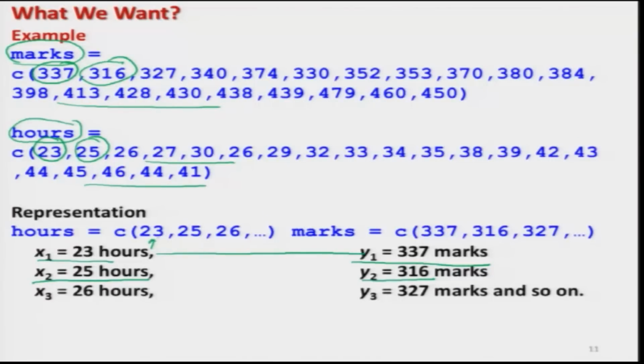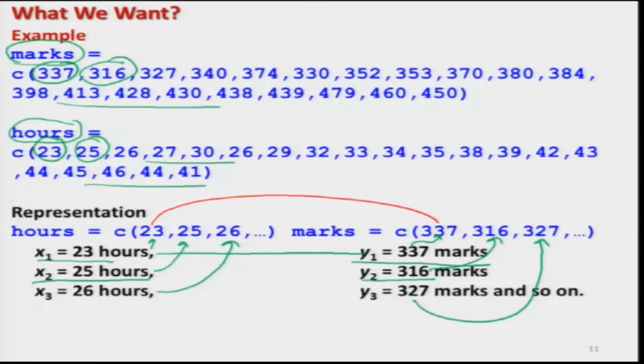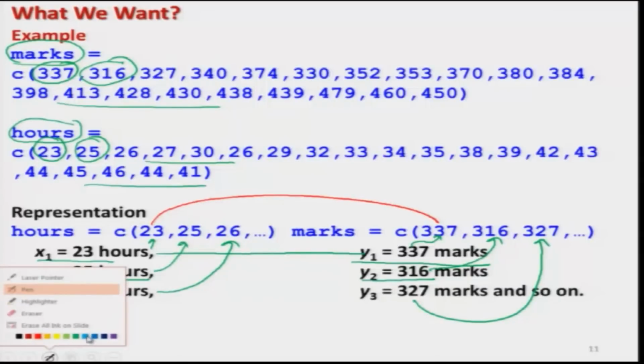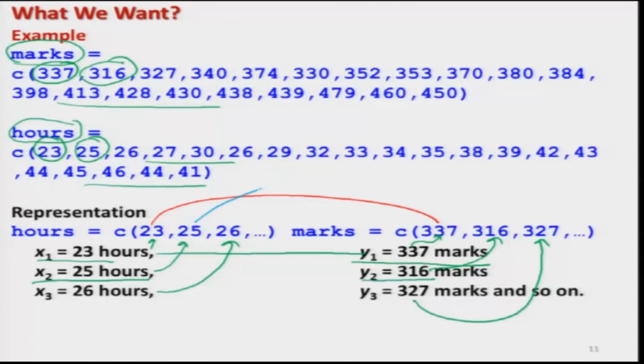So you can see here this 23 is occurring here, 25 is occurring here, 26 is occurring here, 337 is occurring here, 316 is occurring here, 327 is occurring here, and then after this these are the paired observations: 23 and 337, 25 and 316, and similarly here 26 and 327. Right. This is what you have to keep in mind.